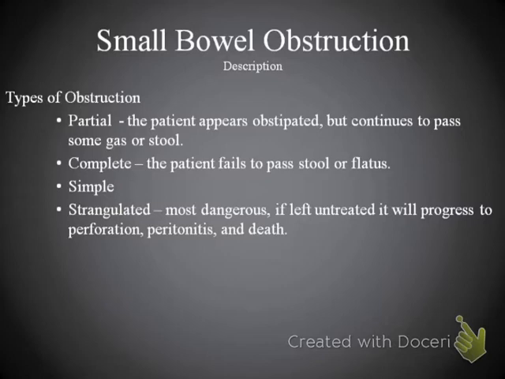Simple and then strangulated. Strangulated is the one that we worry about the most, because if it's left untreated, it will progress to perforation, peritonitis, and death. So basically, the obstruction is so complete that it starts causing the bowel to actually intertwine on itself and cutting parts of the bowel off, and also damaging the blood supply. So very dangerous. We need to actually watch out for strangulated bowel.